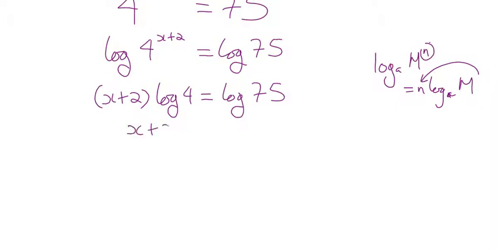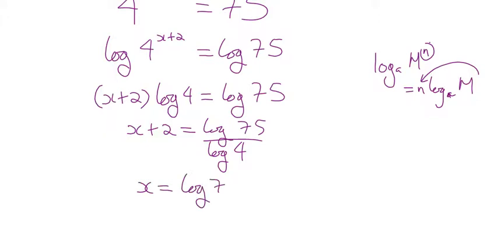So x plus 2 is equal to log 75 divided by log 4. And so x is log 75 divided by log 4, and then subtract 2, right? Because it's x plus 2. We need to get rid of that 2. We'll just subtract it off. And what's x?